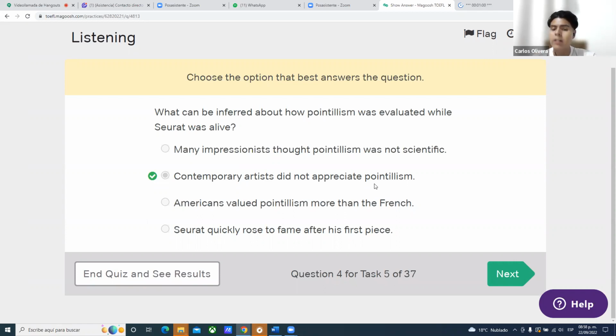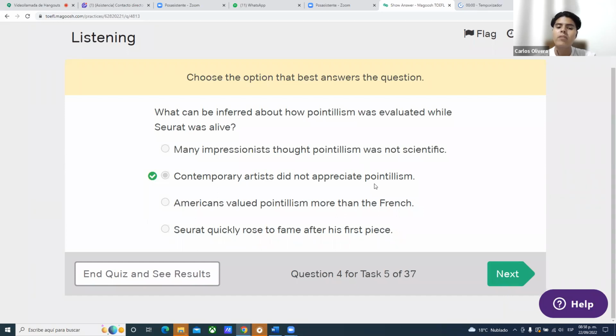I think this was very clear because the entire lecture gives us that suggestion that there were people who criticized his art, even when he was a very good painter, and that he is regarded as such nowadays, right? It cannot be the first one, for example, many impressionists thought pointillism was not scientific, because this is actually the contrary in the lecture, right? That impressionists did believe that pointillism was too scientific, that it centered too much on scientific applications of data into art. So as I say, this is confusing the information.